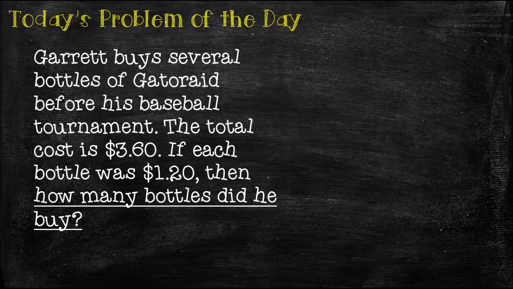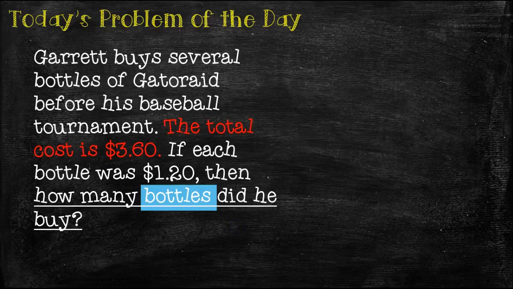Well, every time we have a story problem, I first tell you to underline the question. And here the question is, how many bottles did he buy? Now we need to put a square around the label, and we know that bottles is going to be our label. The next thing we do is highlight our important information. Looking through this problem, do you see two pieces of information that will help us do the math? I do. The first one is the total cost is $3.60. And the second piece of information we need is that each bottle was $1.20.